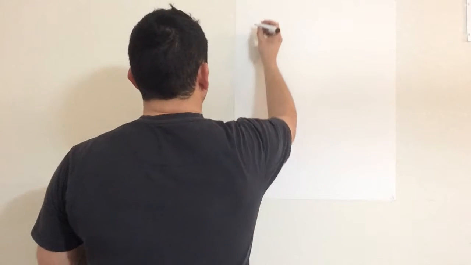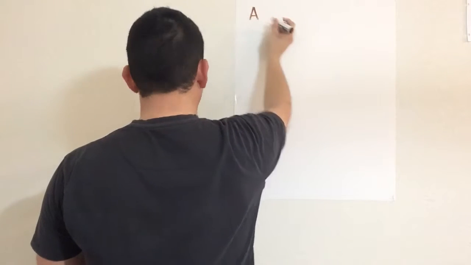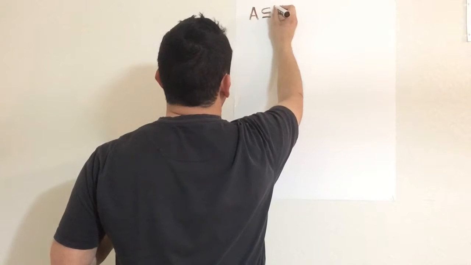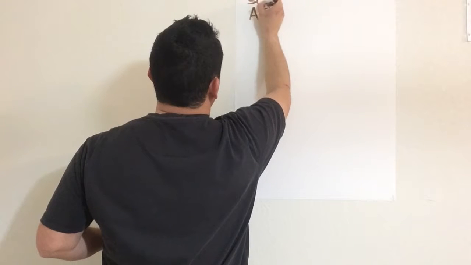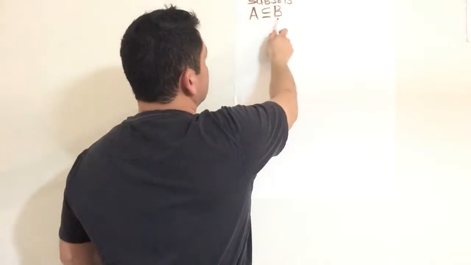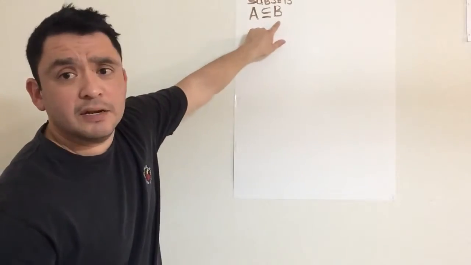Set A is a subset of set B. This is how you write set A is a subset of set B. Subsets. Let me write that up here. Every element of A is also an element of B. A is a subset of B. It's hard for you to see, but you can see the expression.